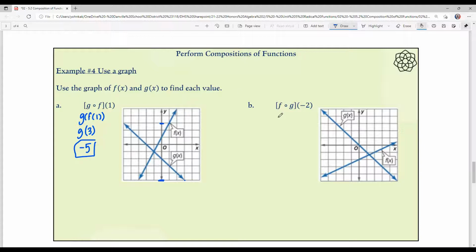If we look at letter B, f circle g of negative 2, that's like doing f of g of negative 2. So leave the f alone. Find the g function, find negative 2, see where they touch, figure out the y, that's a 2. Then I need to find f of 2, so find the f function, find x equals 2, see where they touch, that's negative 1.